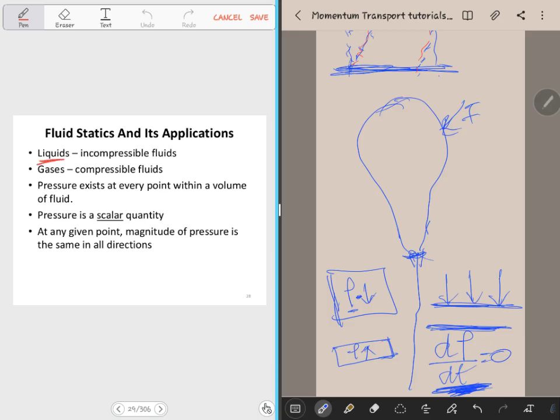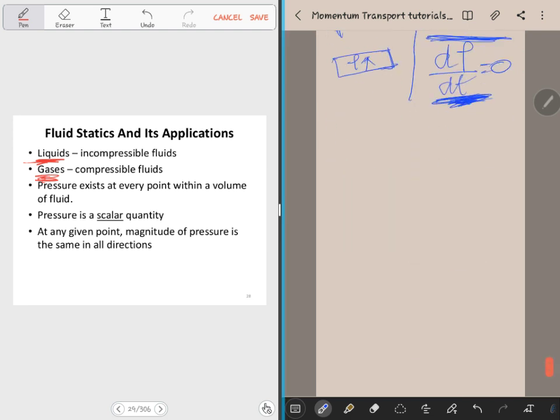Most of the time, liquids are incompressible. Gases, you see this one, though it experiences some depression and then comes back to itself, I'm able to compress it, right? So air or gases are compressible. But if I have a fluid between two plates and I try to compress it, it won't compress or change its dimension. Are we okay? So liquids are incompressible. And then we are saying that pressure exists at every point within a volume of fluid. Are we okay?